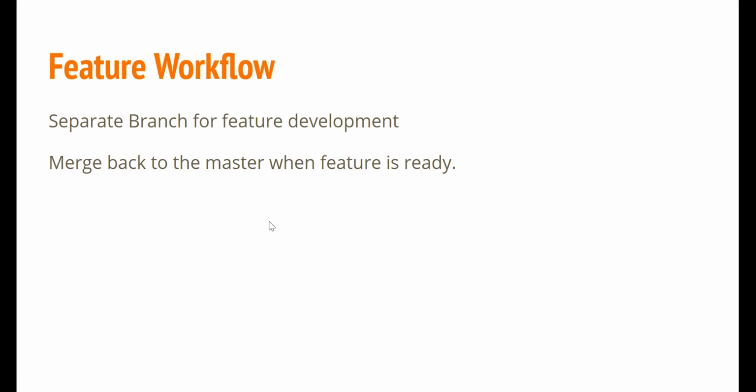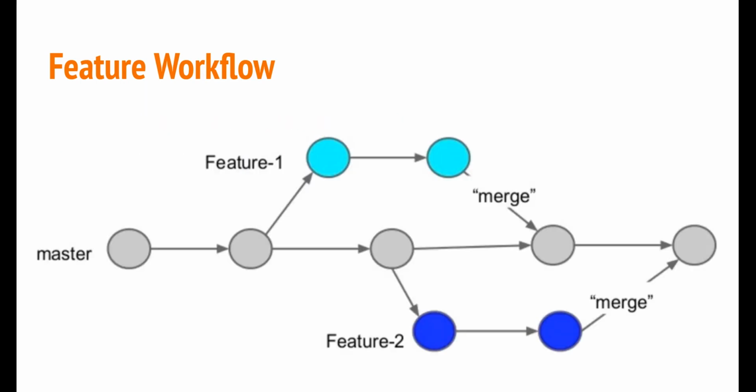We have the feature workflow. We create a separate branch for feature development and merge back to the master when the feature is ready. So we have a master branch that is in sync with the production. Out of that master branch, we separate a branch as feature 1 on which we start the development. Once the development of that feature 1 is completed, we'll merge feature 1 back into the master.